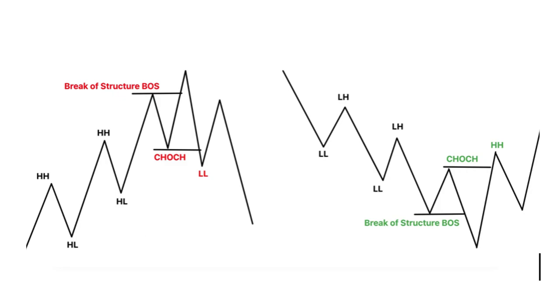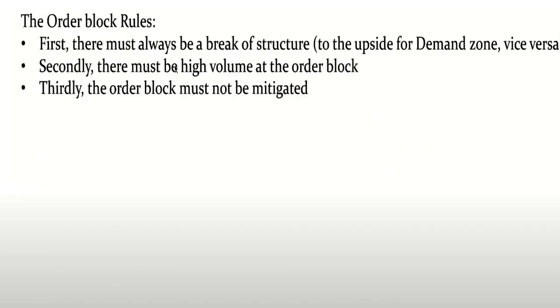To take you back, remember what we said breakout structure is: the market goes up in an uptrend and then it breaks the last high. That's breakout structure. If it is a downtrend, it's going down, breaking the last low. That's also breakout structure. So there must be some level of breakout structure for the order block to be verified as a true order block.